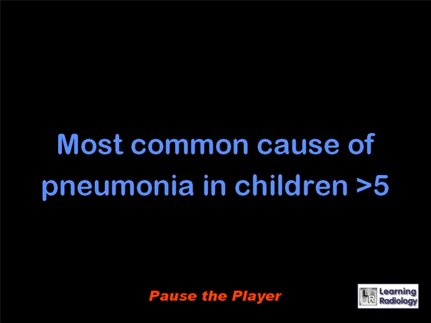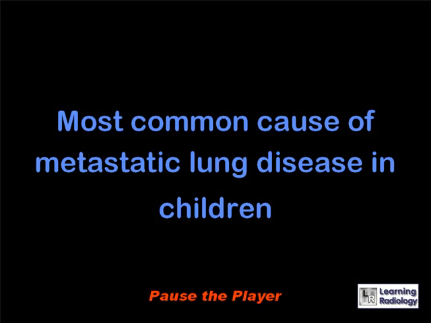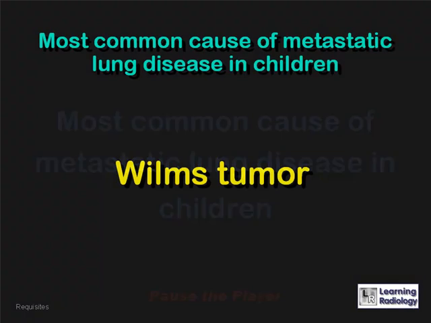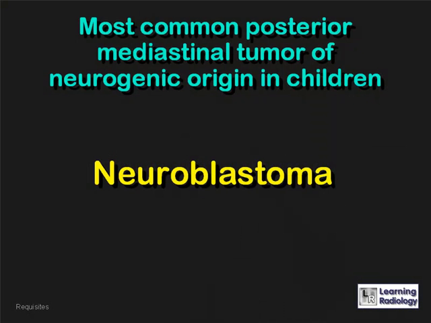What is the most common cause of pneumonia in a child greater than 5 years of age? Mycoplasma pneumonia. What is the most common cause of metastatic lung disease in children? Wilms tumors. What is the most common posterior mediastinal tumor of neurogenic origin in children? A neuroblastoma.